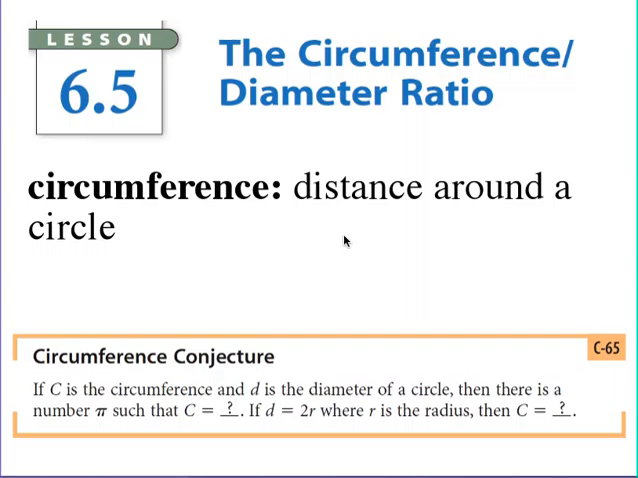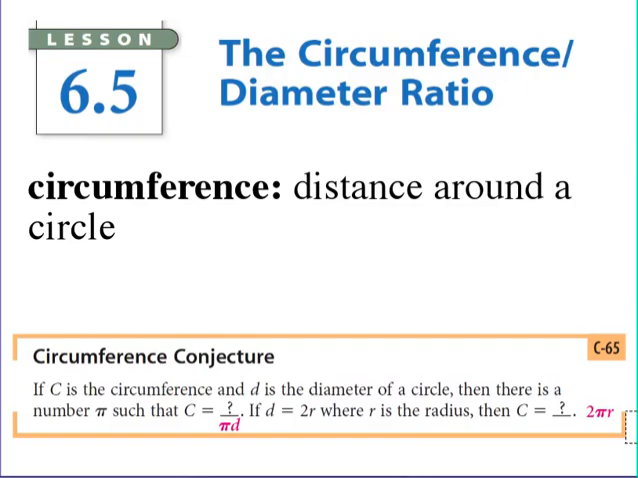Okay. And so we have a conjecture here, and I'm sure most of you already know this, and that's why we didn't complete the investigation. It says if C is the circumference and D is the diameter of a circle, then there is a number pi such that C equals, so what is the circumference of a circle? Do we remember? 2 pi r or pi d. If d equals 2r, where r is the radius, then C equals 2 pi r.